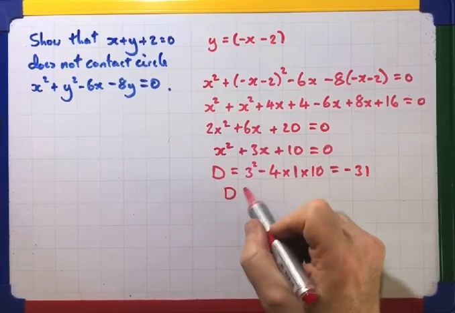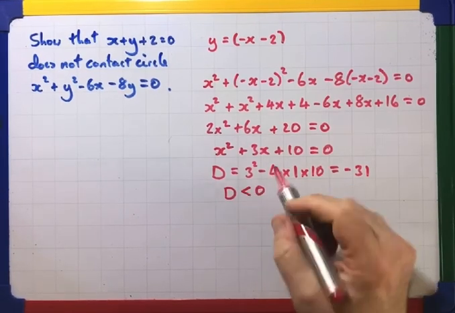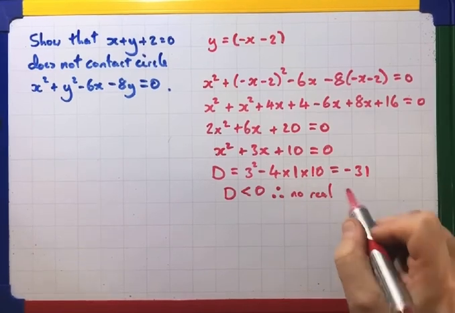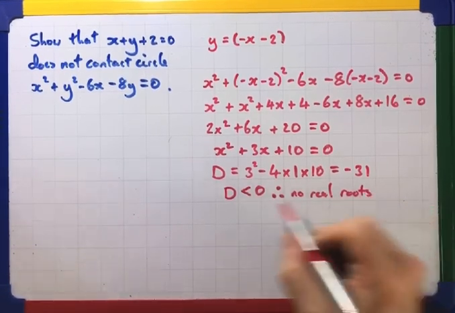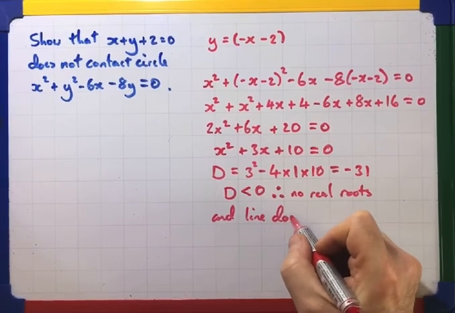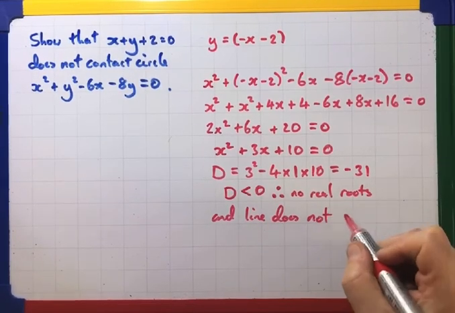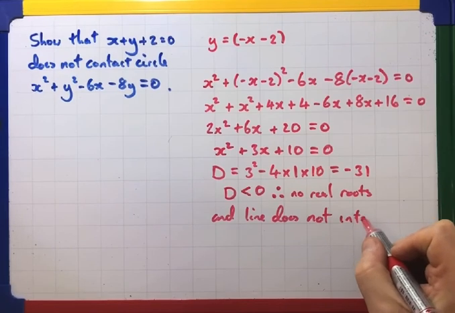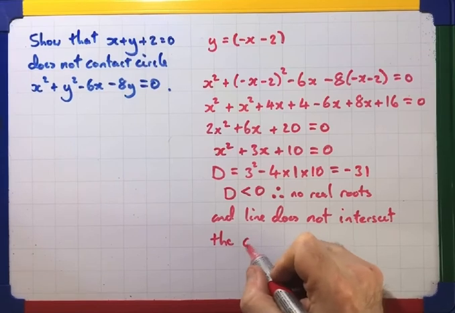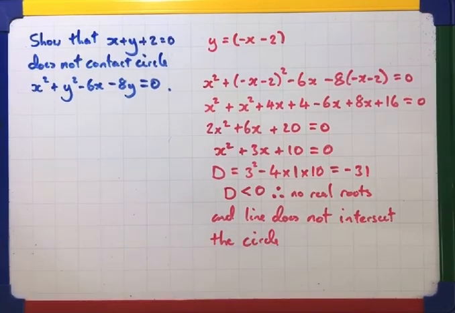So you can say the discriminant is less than 0, therefore no real roots, and the line does not intersect the circle. So you have to show the discriminant's less than 0 here, and then you can simply state this line does not cross this circle.